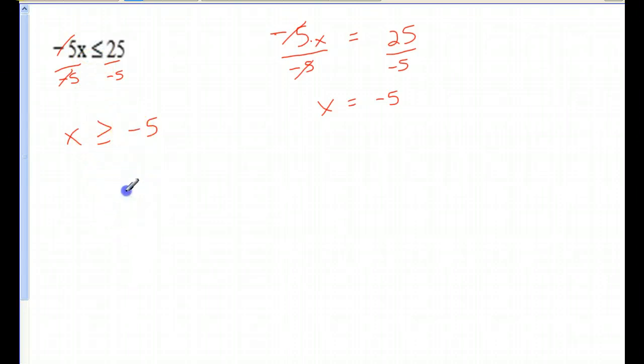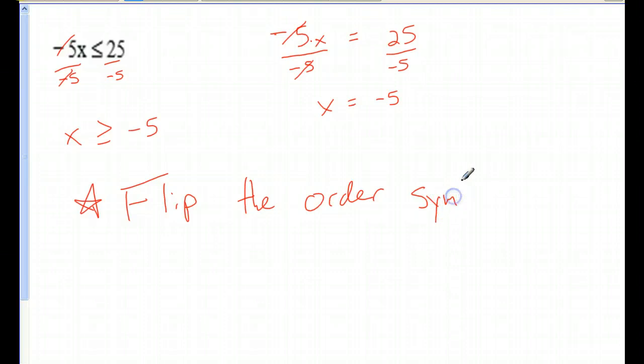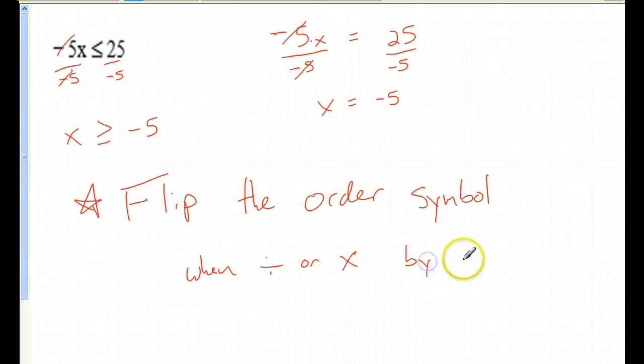Alright, so the key thing here, and this is by far the only thing really different from this and equations, is flip the order symbol when you divide or multiply by a negative. Alright, and you only have to do that when you multiply by a negative.